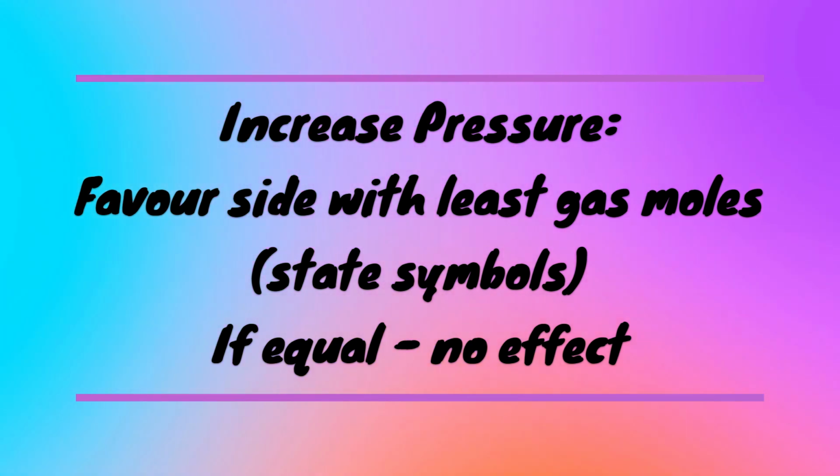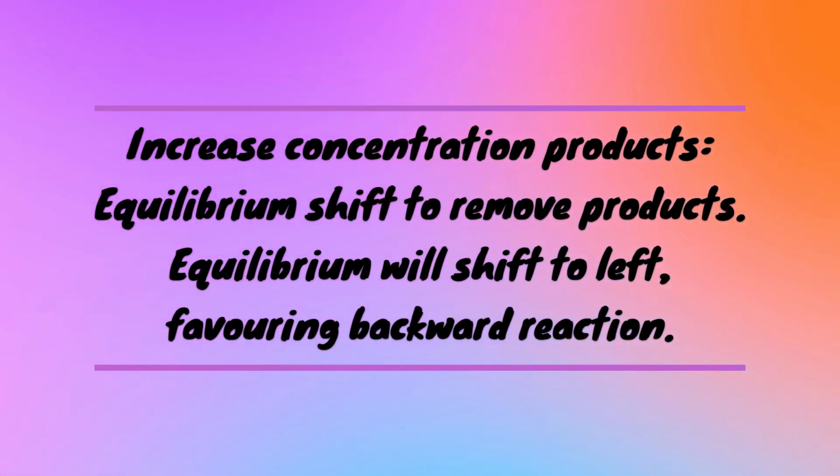If the gas moles on either side of the equation were equal, then there would be no effect. If we increase the concentration of either the reactants or the products, equilibrium would shift to remove those reactants or products. So if we increase the concentration of the products, for example, equilibrium would shift to the left. It would favour the backward reaction to turn these products back into reactants.